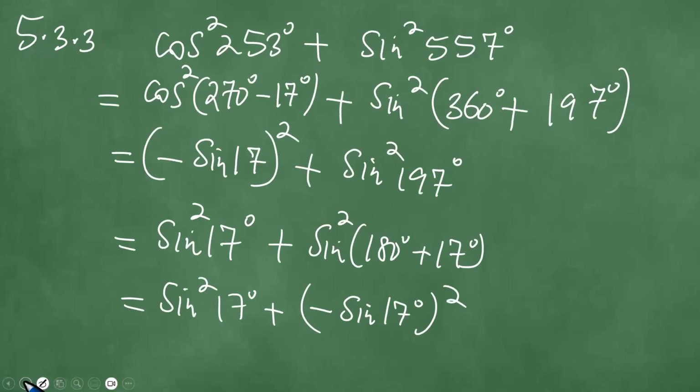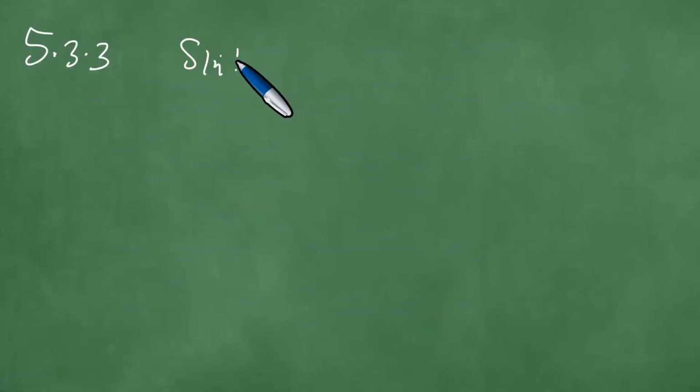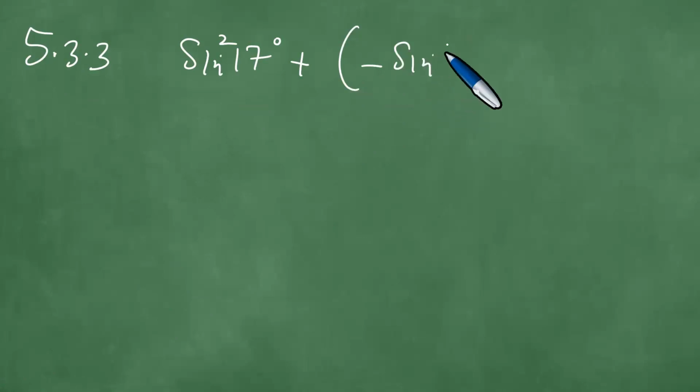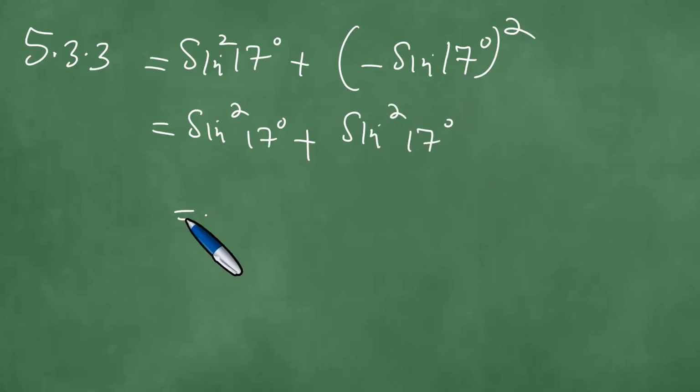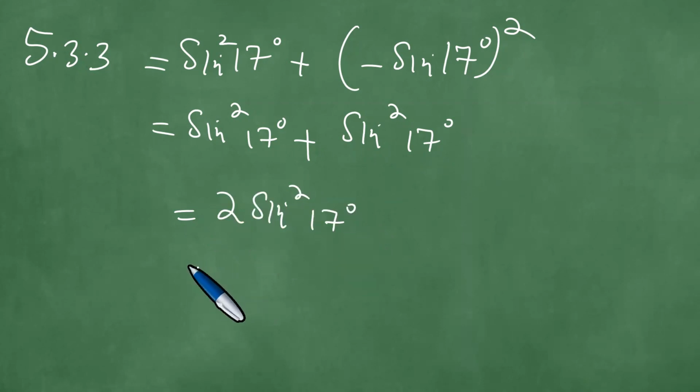So, which is sine squared. And therefore, minus the sine of 17 degrees, which is the sine squared of 17 degrees. So these are like terms. So sine squared of 17 plus sine squared of 17 is 2 sine squared of 17 degrees.